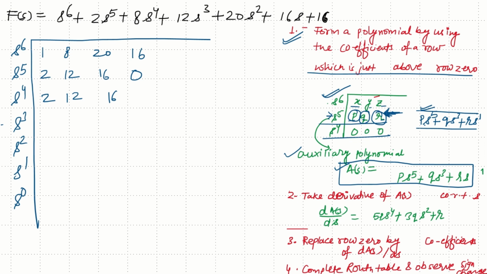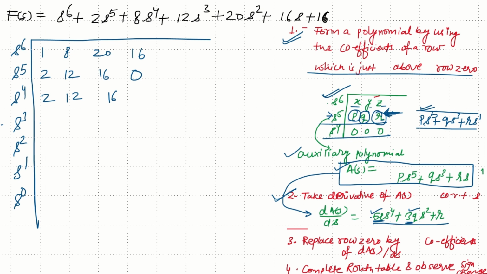Now in the next step, we will take the derivative of this auxiliary polynomial. The derivative of the auxiliary polynomial is 5p s to power 4 plus 3q s squared plus r, and then we will put these coefficients 5p, 3q, and r, the coefficient of s to power 0, into the zero row.